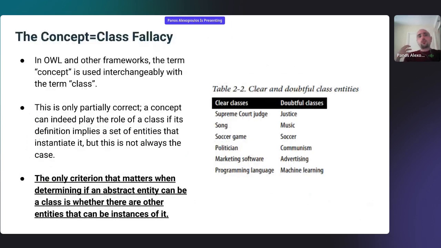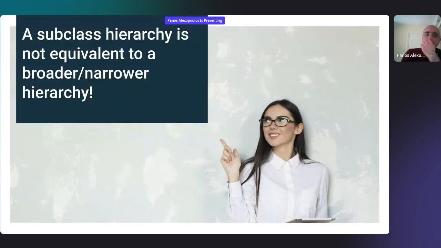There is this so-called concept equals class fallacy. In other frameworks, many times the term concept is used interchangeably with the term class. And this is only partially correct. A concept can play the role of a class if its definition implies a set of entities that instantiate it. But this is not always the case. The only criterion that matters when determining if an abstract entity can be a class is whether there are other entities that can be instances of it. In that sense, a country can never be a class. An individual person can never be a class, right? And also, a subclass hierarchy is not equivalent to a broader, narrower hierarchy.